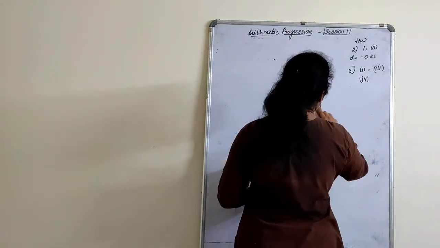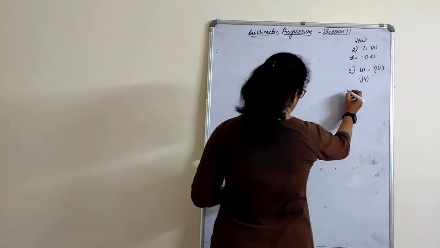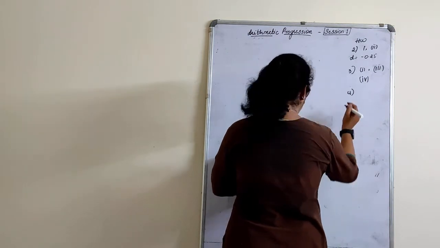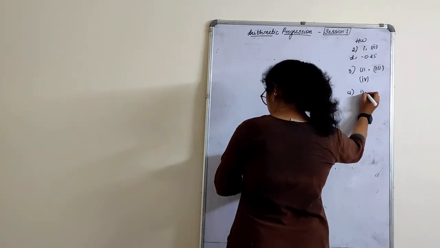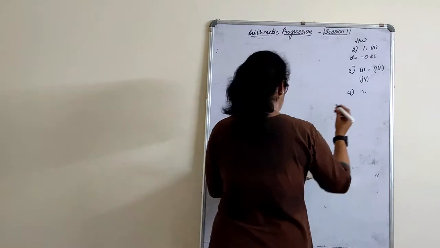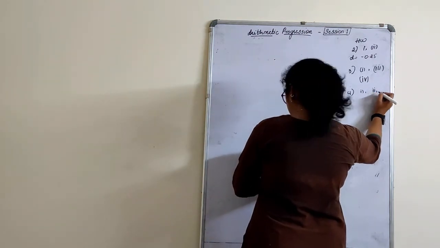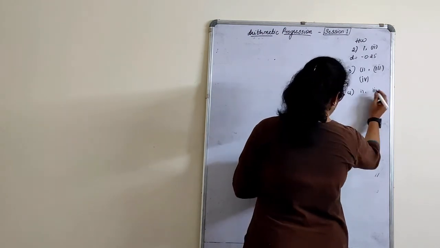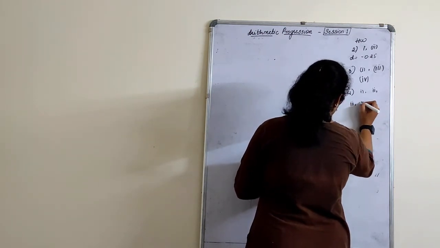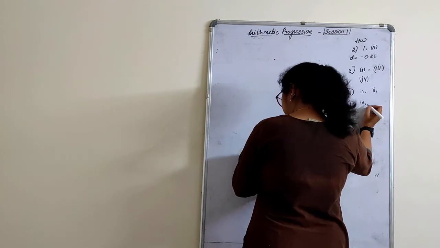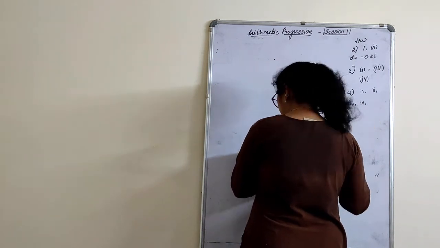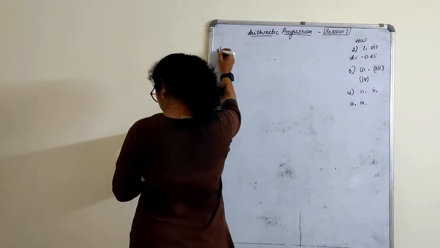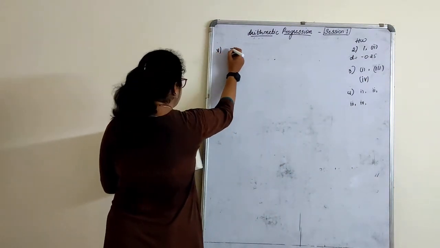How to check whether it is an AP? Common difference. First we will mark the homework sums, children. So first, fourth one, first one, then second one, only very few sums I will do here, so that you should have practice. Third one, fourth one, fifth one I will do. So we'll start with the fifth one first. Slowly I'll go on doing each one, otherwise we'll lead to confusion.